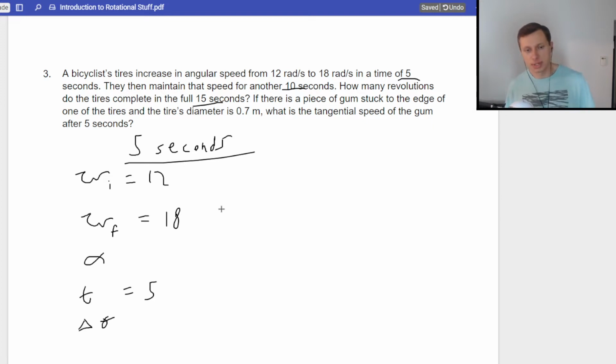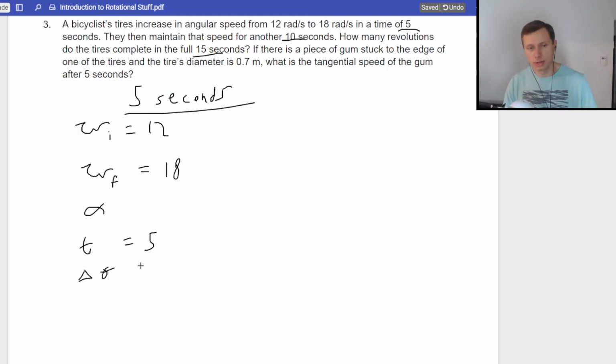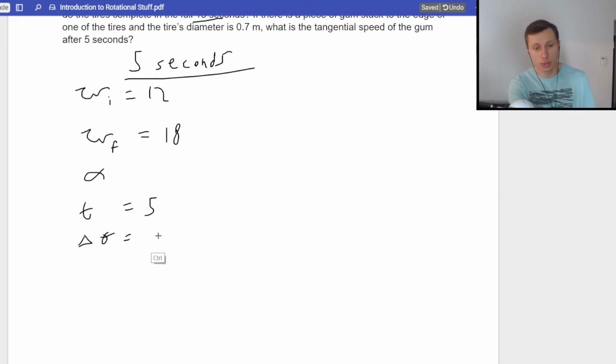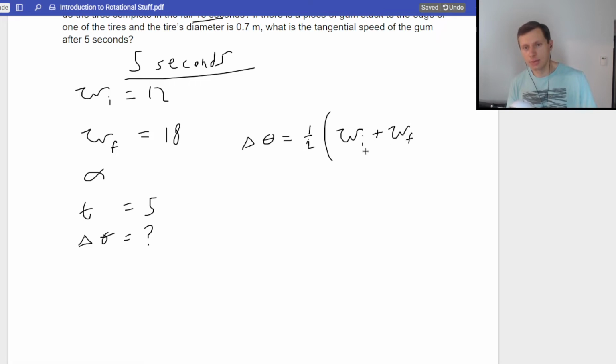So let's take it one step at a time now. At 5 seconds, so t equals 5, we are solving for delta theta. We don't even need to find alpha for this problem, it looks like. And luckily we do have an equation here that we can use to find delta theta. It is the following. Delta theta equals 1/2, that's supposed to be a 2, there we go, 1/2 times omega initial plus omega final times time. I'm sorry, times time. My bad.